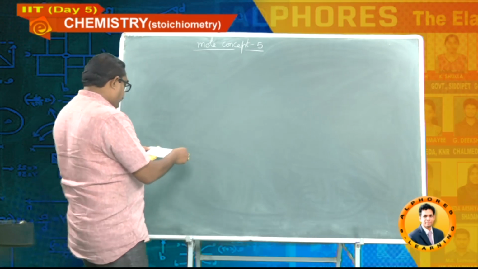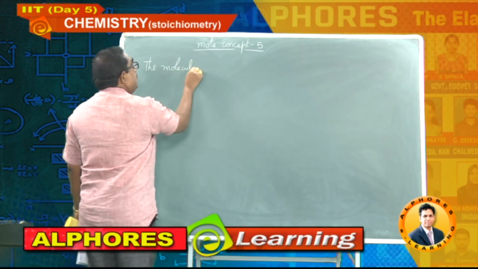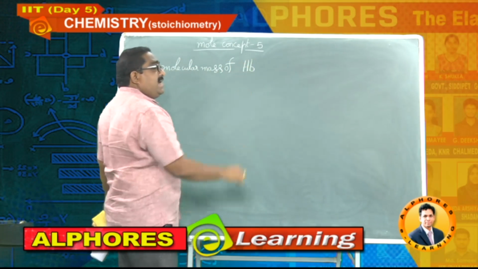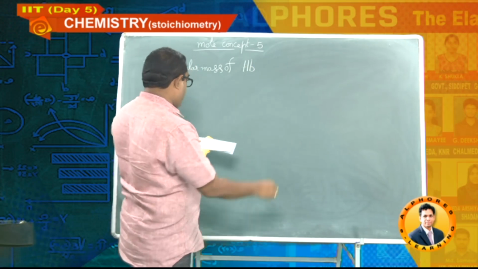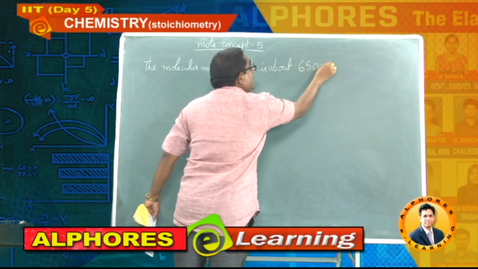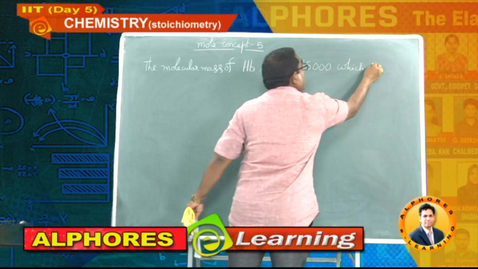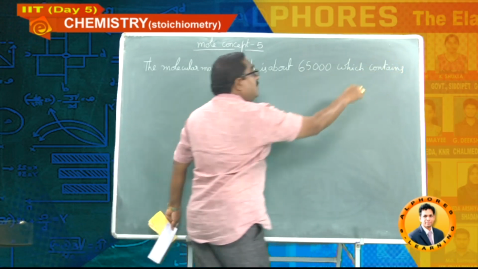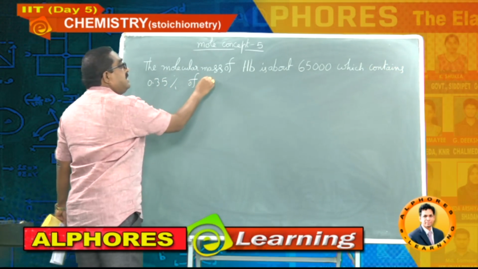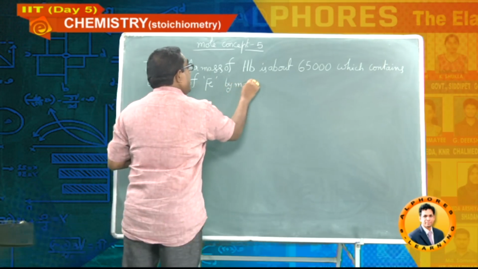Write down students, the molecular mass of hemoglobin, I am writing it as Hb, you take it as hemoglobin, is about 65,000, which contains 0.35% of iron, Fe, the symbol of iron, by mass. Iron by mass.